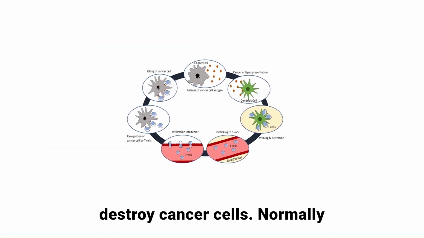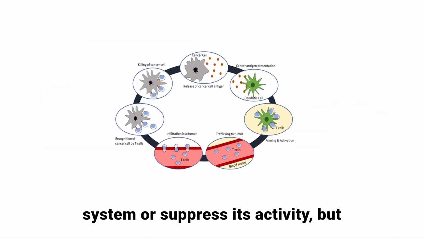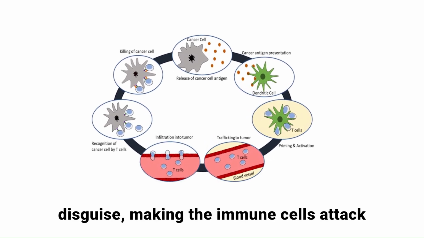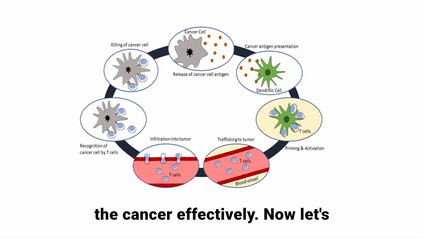Another exciting area is immunotherapy, which involves stimulating the patient's own immune system to recognize and destroy cancer cells. Normally, cancer cells can hide from the immune system or suppress its activity, but immunotherapy helps to break this disguise, making the immune cells attack the cancer effectively.